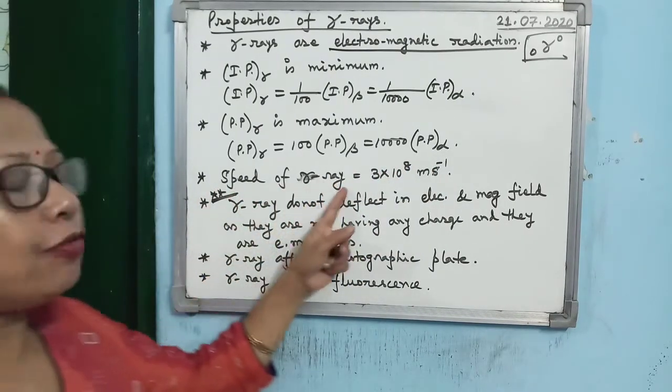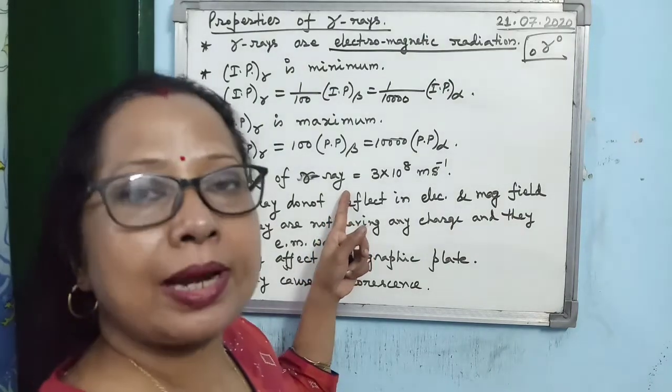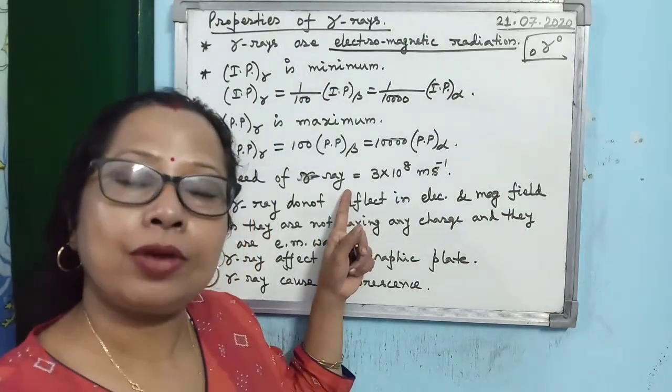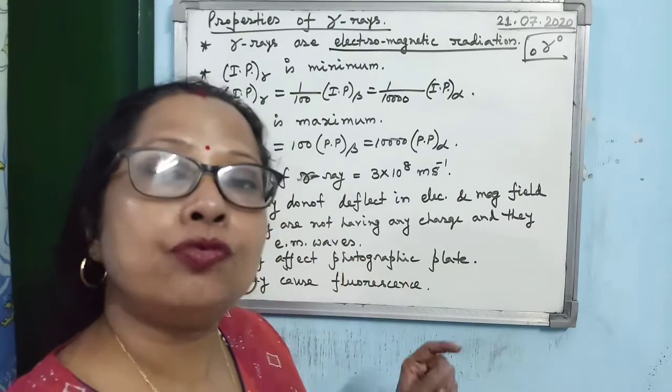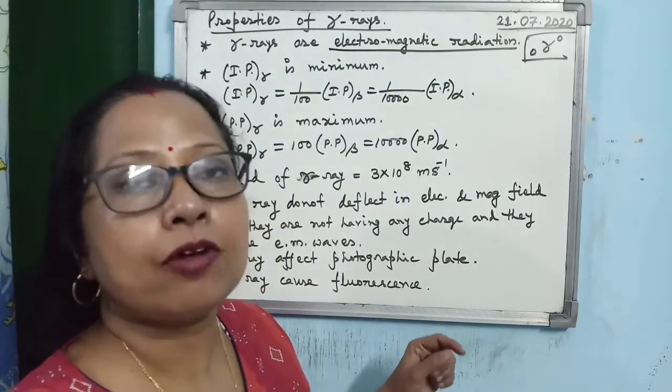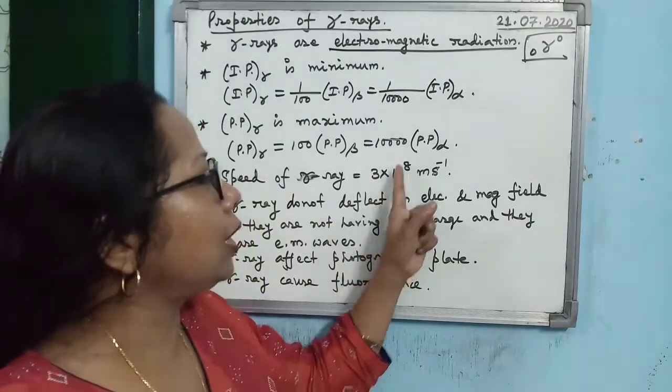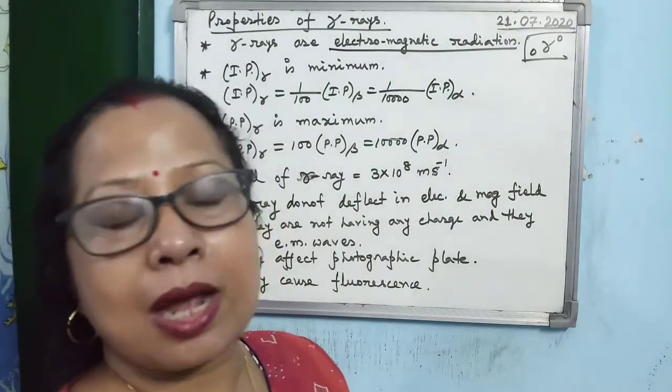And what will be the speed of the gamma ray? It is an electromagnetic wave, and you know all electromagnetic waves in vacuum move with the same speed, the speed of light. So what is its speed? 3 into 10 to the power 8 meter per second.